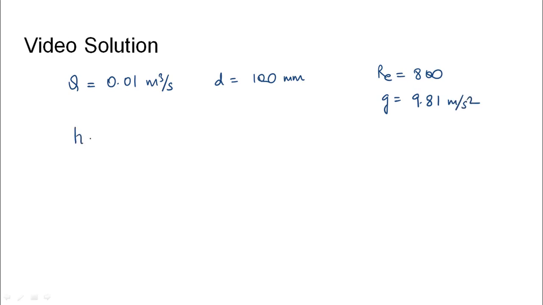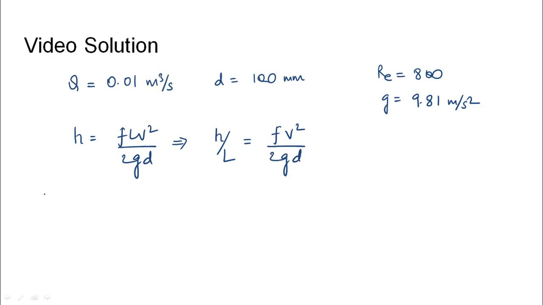In this case we have been given the discharge value which is 0.01 meter cube per second. The diameter has been given as 100 millimeter. The value of Reynolds number is given as 800 and g is mentioned as 9.81 meter per second square. So the head loss is given as f L V square divided by 2gD. Here we need to find the head loss per unit length. So we will take L on the other side. So that would be H by L. This would give us the head loss per meter length equals f V square divided by 2gD.